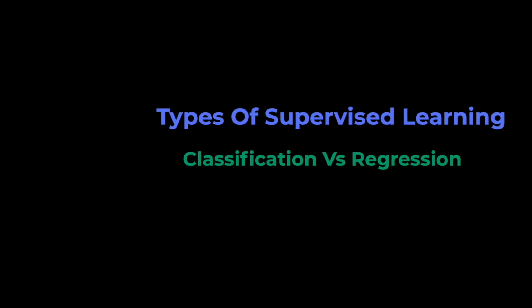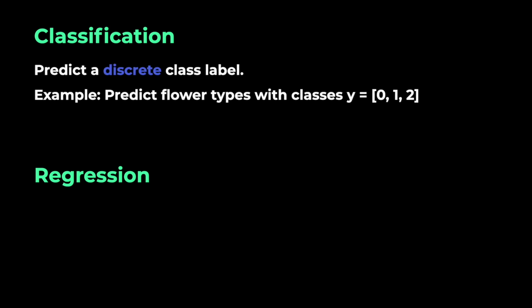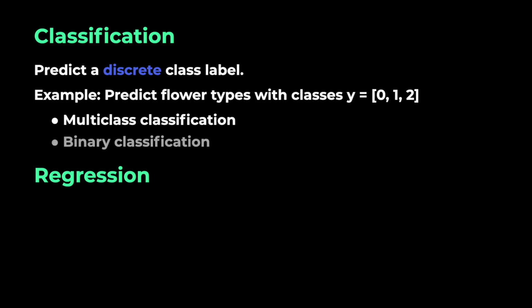There are two types of supervised learning: classification and regression. In classification, we predict a discrete class label. In the previous flower classification example, our target values can only have the values 0, 1, and 2, corresponding to the three different classes. If we have more than two possible labels, like here, we call this a multi-class classification problem. If we only have two labels, usually 0 and 1 is used then, we call this a binary classification problem. For example, spam or no spam.